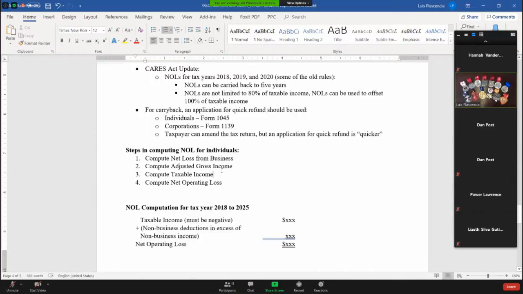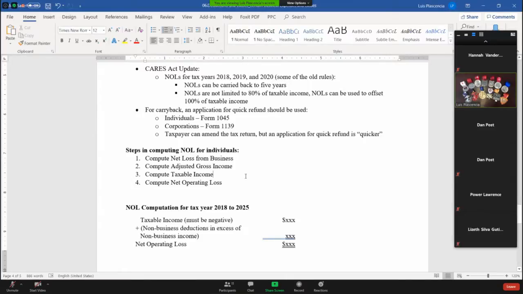If taxable income is positive, you can still go through the math, but you're not going to have a net operating loss. Again, taxable income has to be negative. I know some of you are probably thinking, well, that's not what the forms say. The instructions of 1040 say never use a negative number on 1040. Well, that's the instructions. When you're actually doing a computation, taxable income, in order for it to work, should be a negative number.